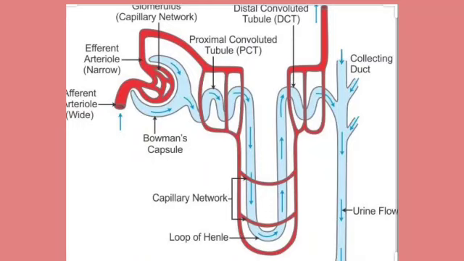In the Bowman's capsule there is a capillary network that is called a glomerulus. The red colored network of vessels is reabsorbing the nutrients from this nephron, which you can see around the full nephron.